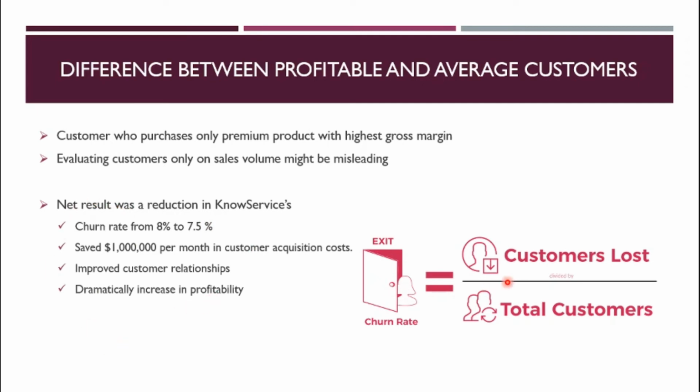And they calculated the churn rate. Churn rate is where you calculate the number of customers who have left your company. You calculate it by customers lost divided by total customers. When they used data mining, they found that their churn rate fell from 8% to 7.5%, and it allowed them to save $1 million per month in customer acquisition costs, which eventually improved customer relationships and dramatically increased their profitability.